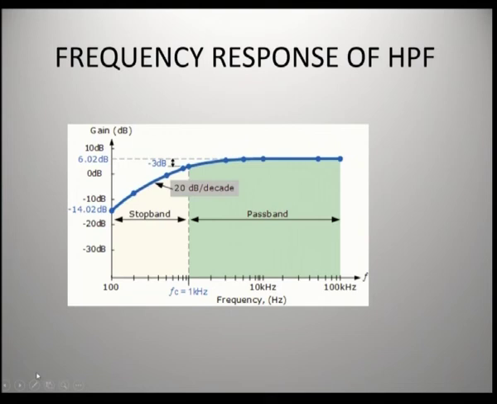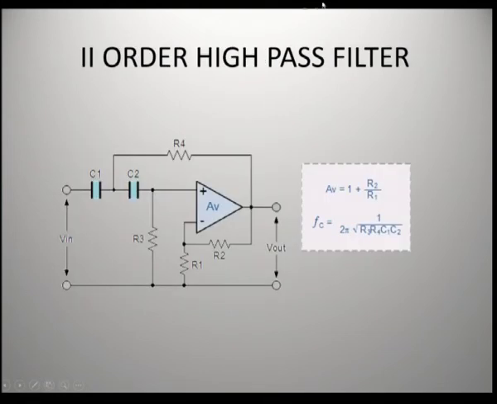So, for every order, the increase in roll-off rate is 20 dB. This is the second order high pass filter. So, another 2 RC pairs in the input path, and the gain is always 1 plus R2 by R1, and the cutoff frequency or the corner frequency is derived as 1 by 2 pi root of R3, R4, C1, C2 as per the circuit.